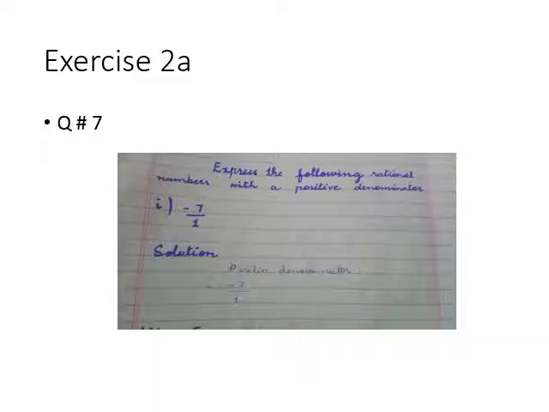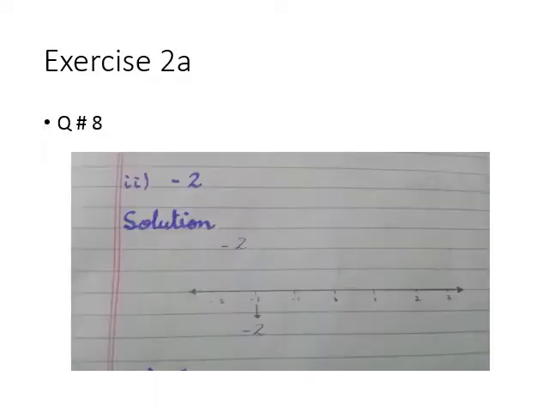Express the following rational numbers with a positive denominator. Positive denominator means the value which is below the fraction bar is our denominator. The fraction is minus 7 over 1, and we will write here minus 7 by 1. 1 is the denominator and it is written here in positive form. Next question is: represent the following rational numbers on the number line.